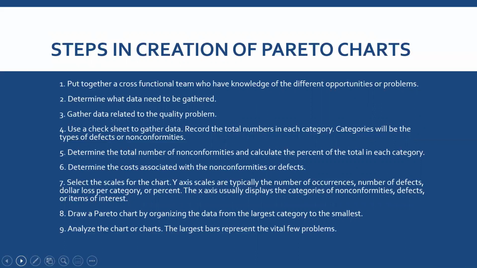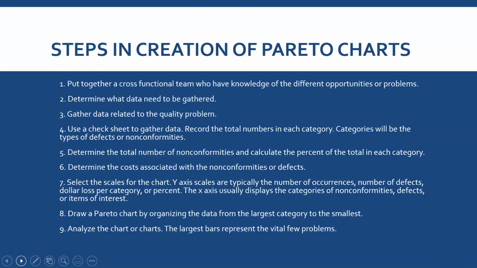non-conformities. Number 5, determine the total number of non-conformities and calculate the percentage. All you need to do is total the number of defects and calculate the percentage. Number 6, determine the cost associated with the defects. Number 7, select the scales of the chart. Y-axis scales are typically the number of occurrences, number of defects, dollar loss per category, or percentage. On the x-axis, you will display the category of the defects.